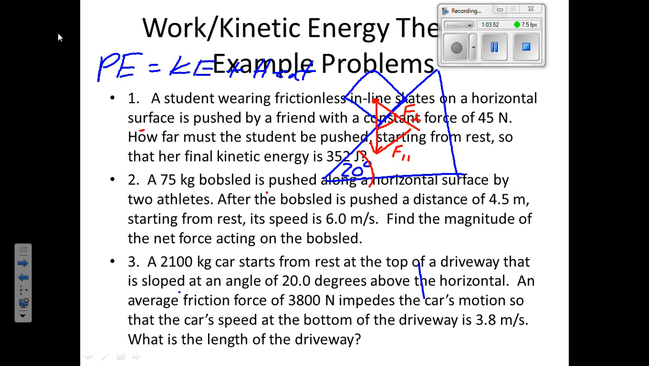So let's find our components real quick. We'll say the sine of 20 equals F parallel over the weight. And our weight is going to be 2100 times 9.8, right? So that's 20,580. So let's take 20,580 times the sine of 20. And we end up with 7,038.8.